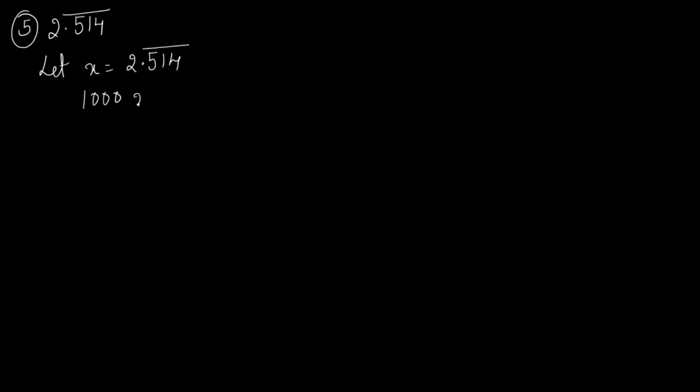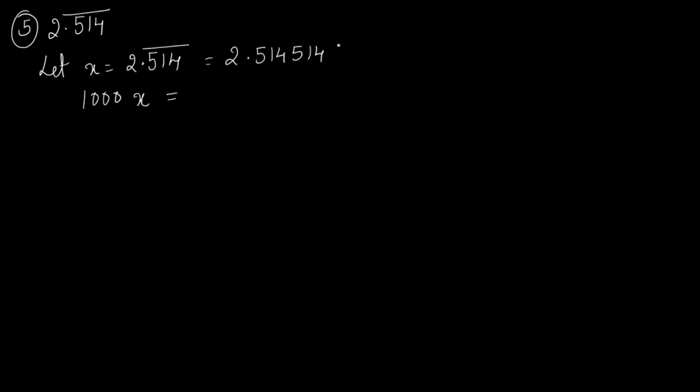Let's start with the last sum. The fifth sum says 2.514 bar. Here you need to first assume, so let x is equal to 2.514 bar. Now children, how many digits over here? 1, 2 and 3. So by what are you going to multiply? 3 zeros, that is 1000. So therefore 1000x is equal to how much? See, I'll just make it easy for you.